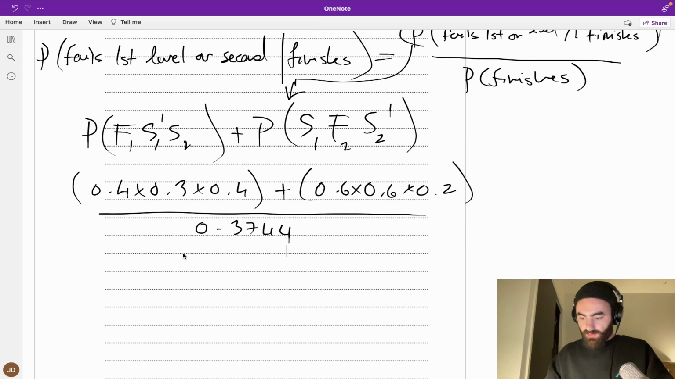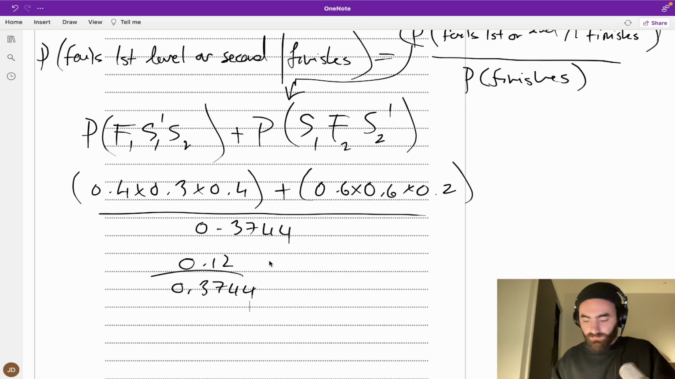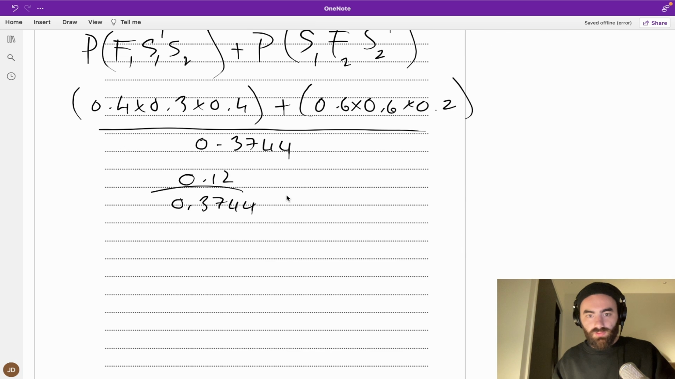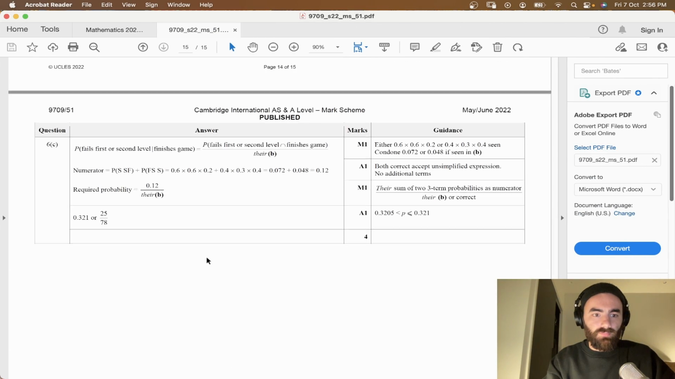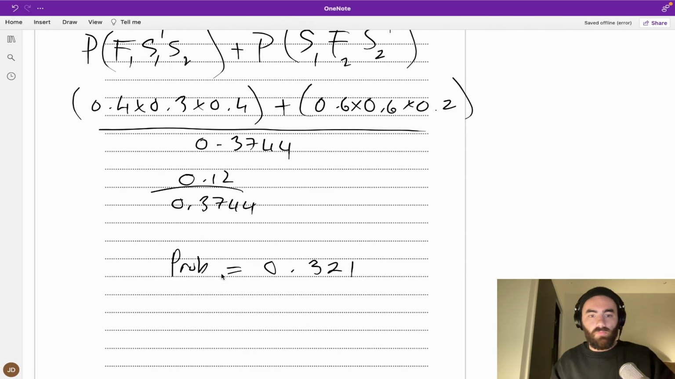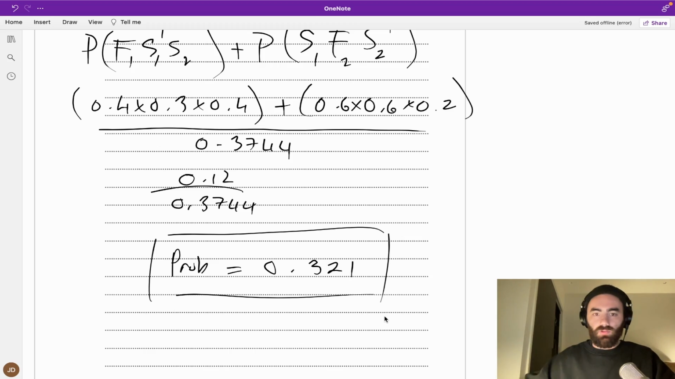So this is 0.4 times 0.3 times 0.4 plus 0.6 times 0.6 times 0.2 divided by 0.3744. So it's going to be 0.12 divided by 0.3744. So 0.32 equals, so the probability of this thing is 0.321. Maybe they round. 321. Okay, cool. It's actually quite difficult, that one.